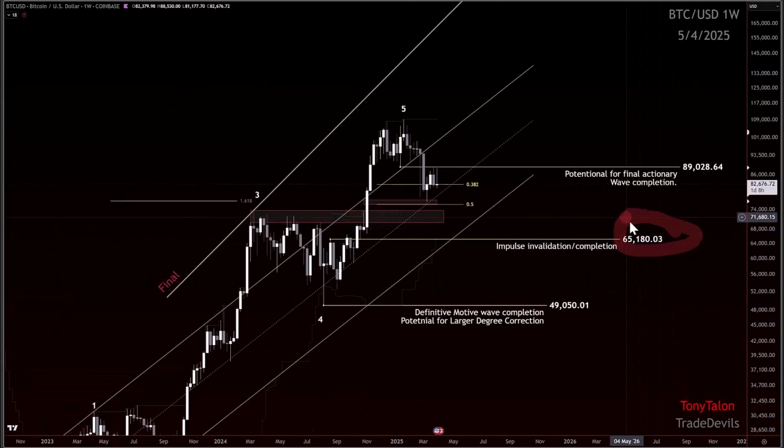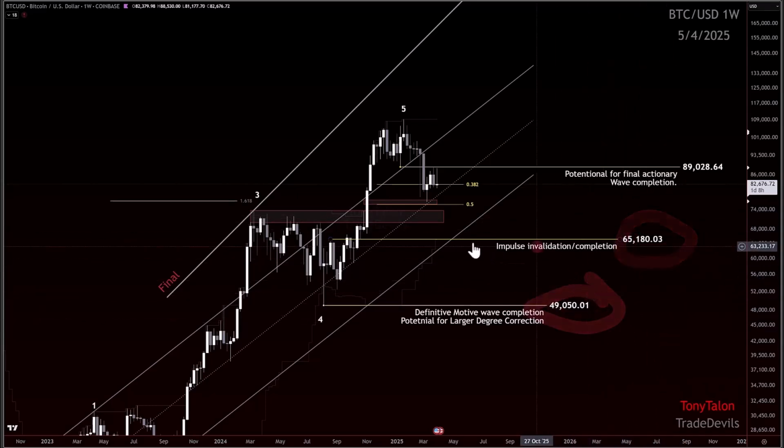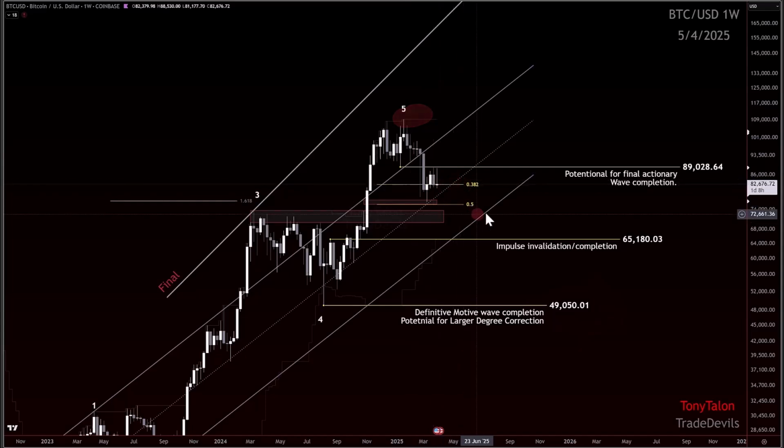These are just some of the levels I'm watching that have some Elliott Wave importance on them. Some of the pivots here. Has this topped? There's definitely a potential. That's what it's looking like. We really don't have confirmation until we start breaking these pivots here, all depending on how your count looks.